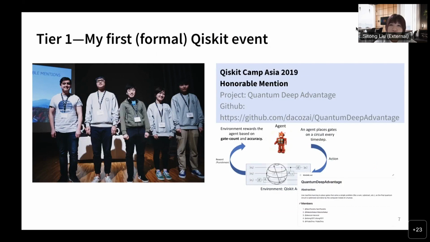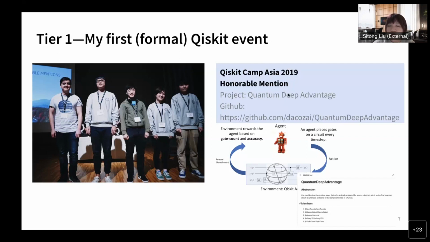So the first part is about my first formal Qiskit event. This is the first formal one because before this I had also used the previous IBM Quantum Challenge as learning material, right after I started to learn about quantum computing in 2018. Professor Vermeter provided me the chance to take part in Qiskit Camp Asia 2019, where I did a project about my interest.